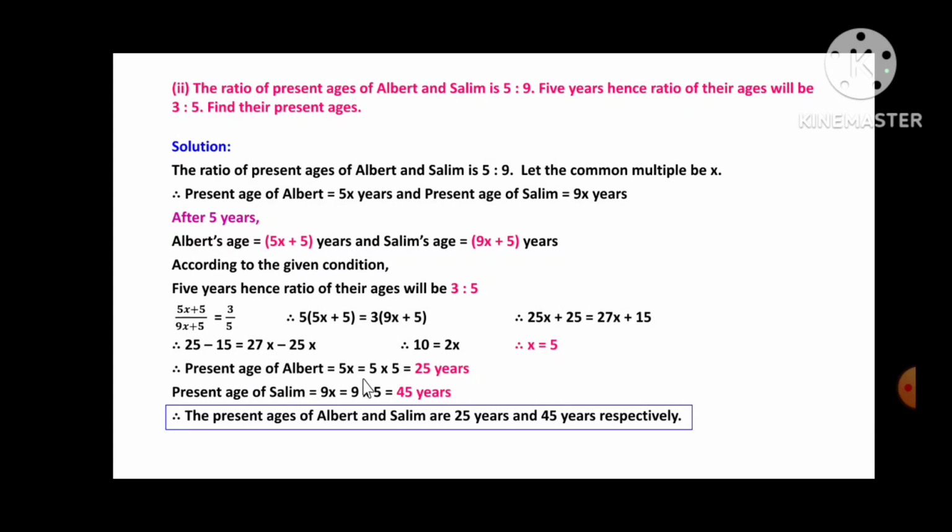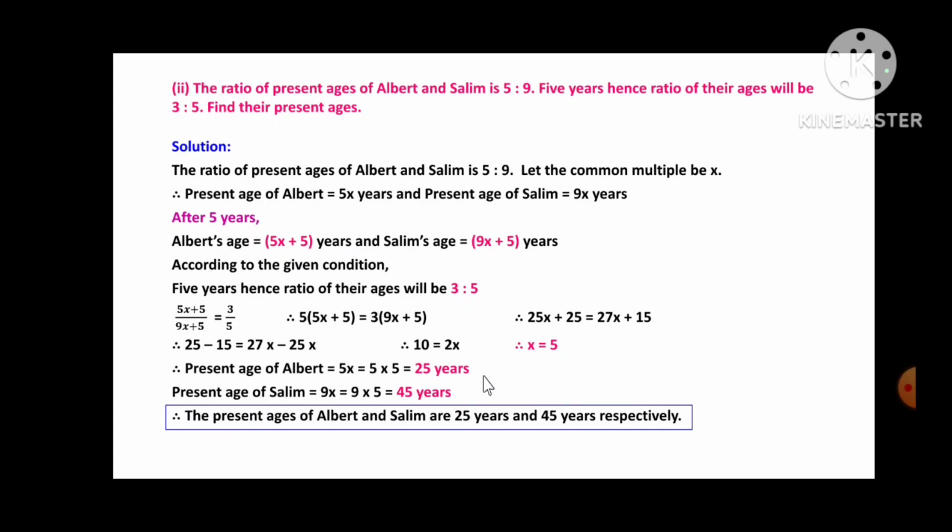Therefore, present age of Albert is 5x, which is 5 into 5, 25 years. And the present age of Salim is equal to 9x, 9 into 5, that is 45 years. So in words, we can write that the present ages of Albert and Salim are 25 years and 45 years respectively.